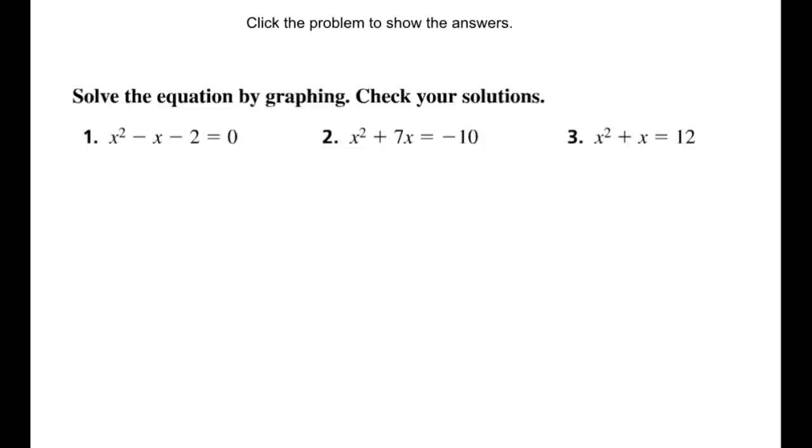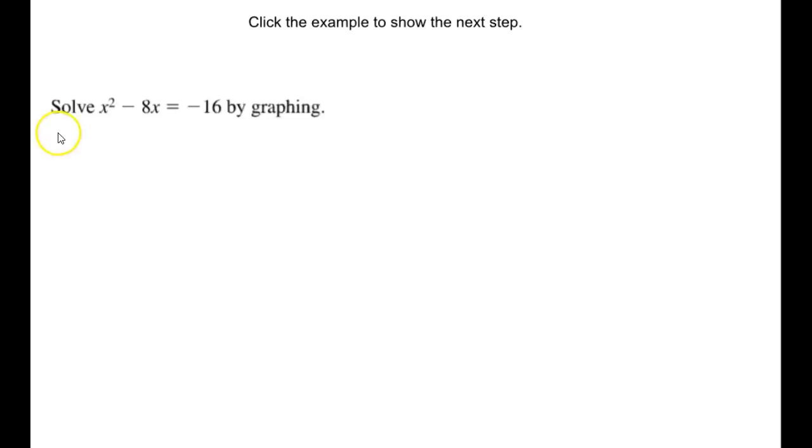So now here are a couple I want you to try. Make sure that you can first graph them and then see what we're looking at. So now here's our next example. We're going to solve x squared minus 8x equals negative 16 by graphing.